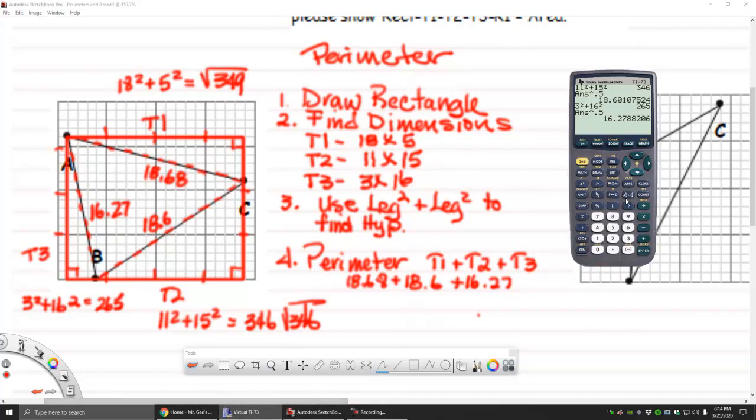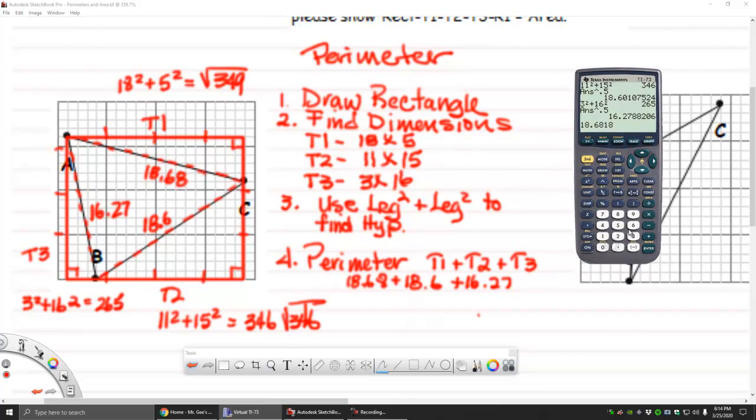So here we go. I've got 18.68 plus 18.6. I'm having a hard time with my calculator here. 18.6, and then the last one I have is that 16.27.